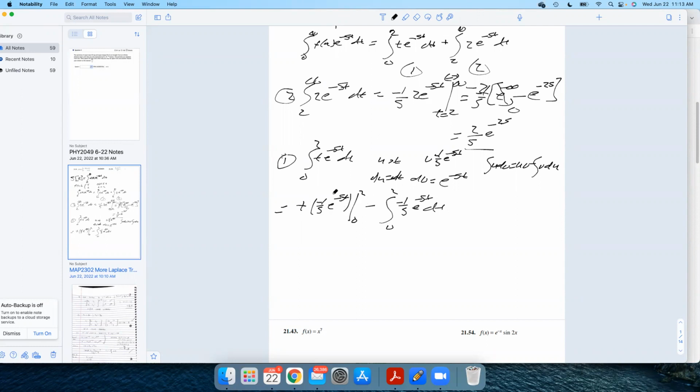So let's do this guy here. Plug in top minus bottom. Remember, these are t equals. So plugging in t equals 2, I get -2 over s e to the negative st. Then when I plug in 0, the whole thing becomes 0. So -0. These negatives here cancel, and so I'm just going to do that. I'm going to go ahead and do this integral.